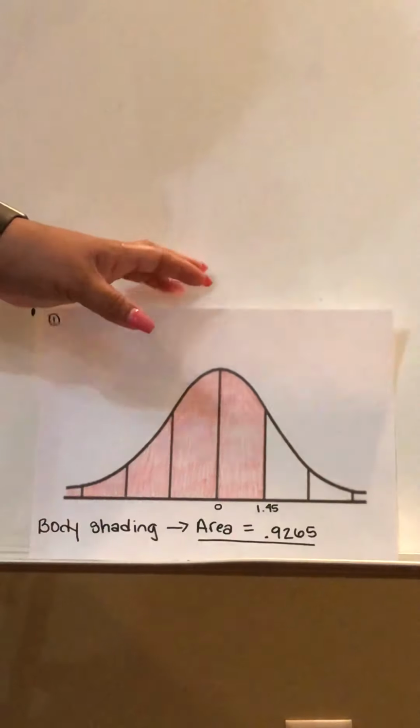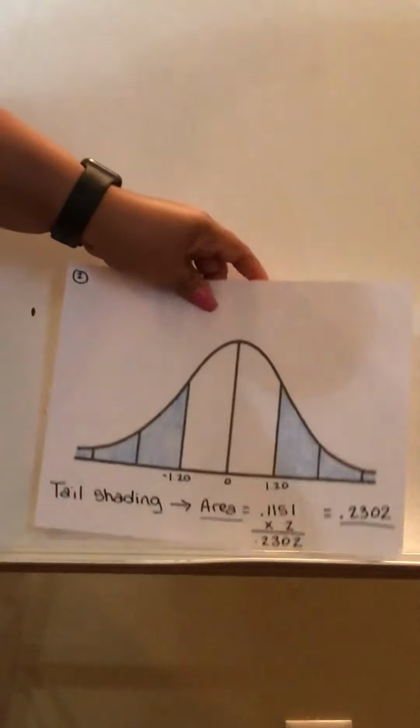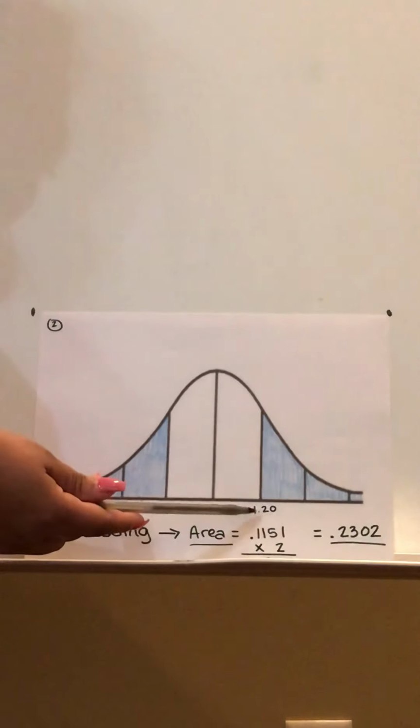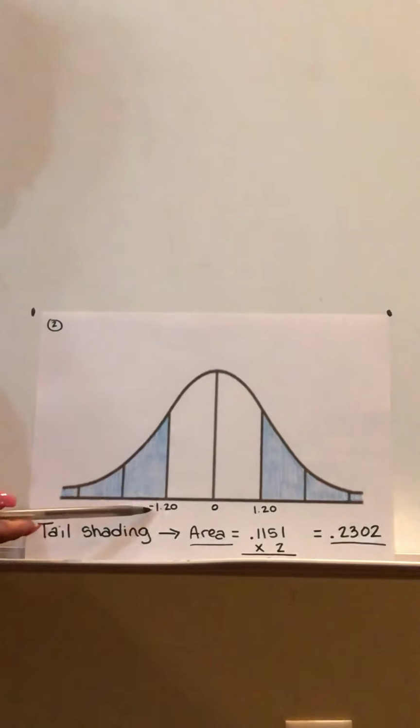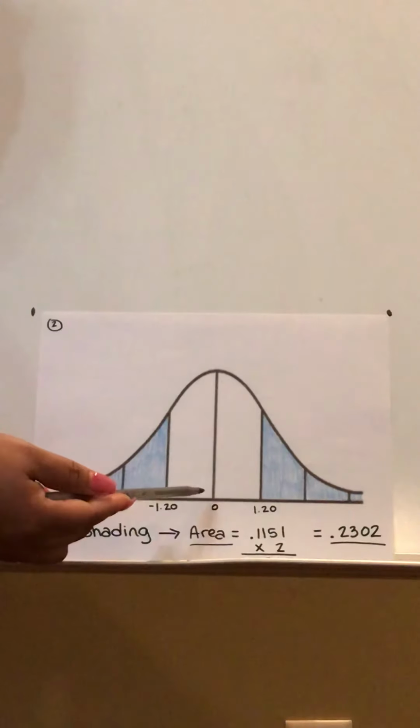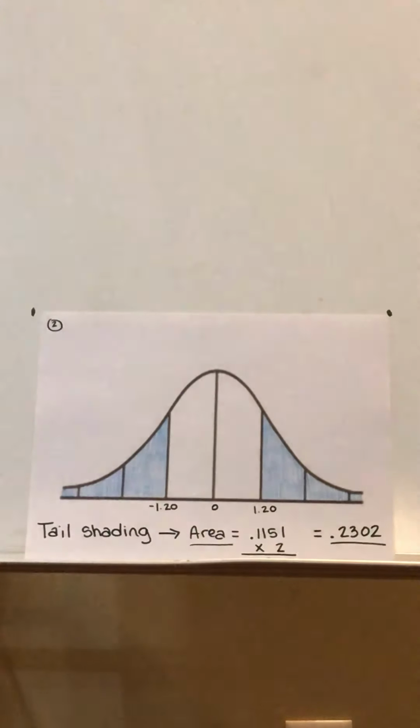That's a body shading. Let's look at our second example. You notice my outside ends are shaded. So this is a tail shading. My Z-scores I've listed are 1.20 and negative 1.20. So they're proportional. They're the same Z-score, and so that means they have the same distance from the middle.